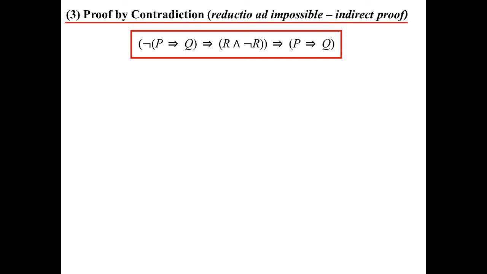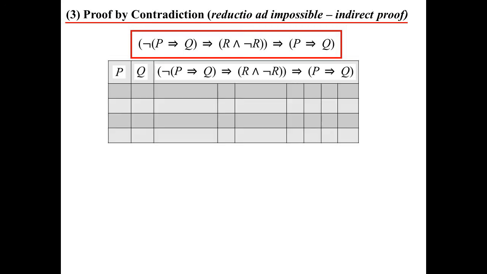But remember, in proof by contradiction, we assume the opposite. So if I negate the p implies q, and it ends up with r and not r, it doesn't matter what r is, but I can't have both r and not r, there's my contradiction. So that then allows me to imply p implies q. So that's basically the logic behind proof by contradiction. Let's prove it then with a truth table.